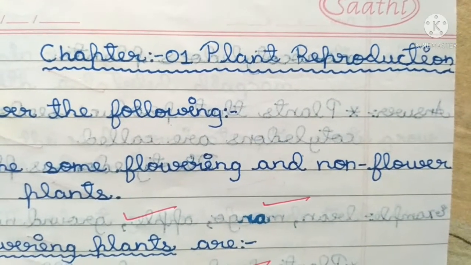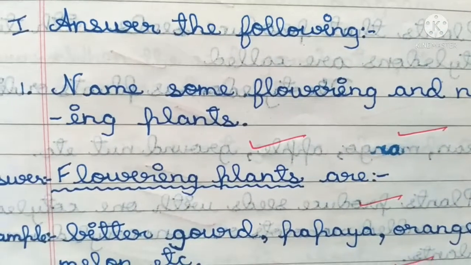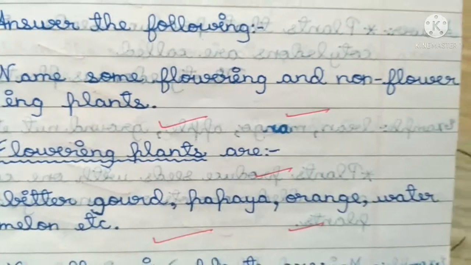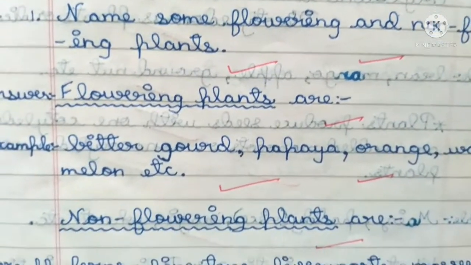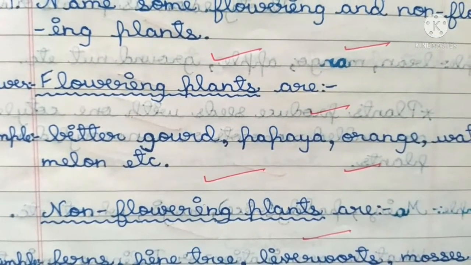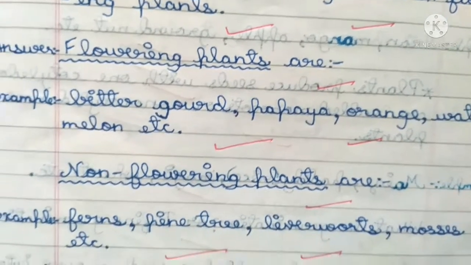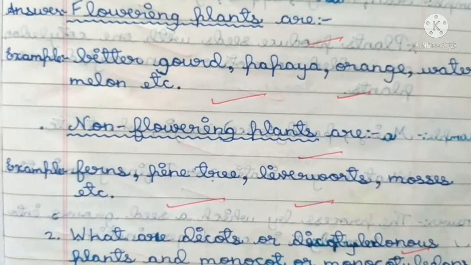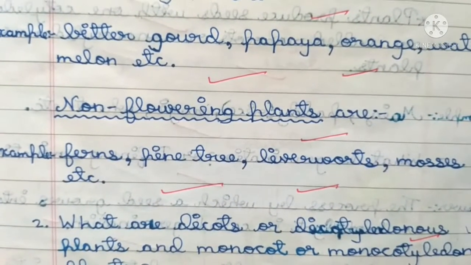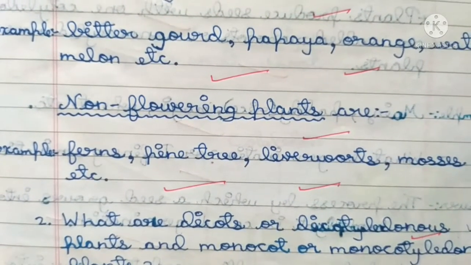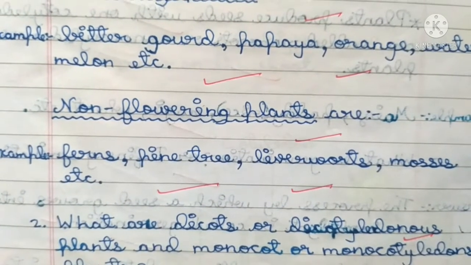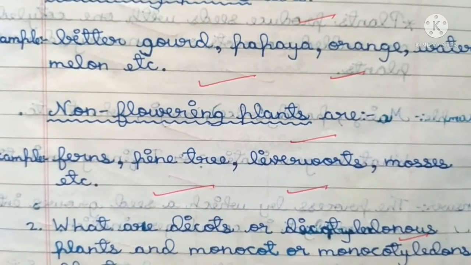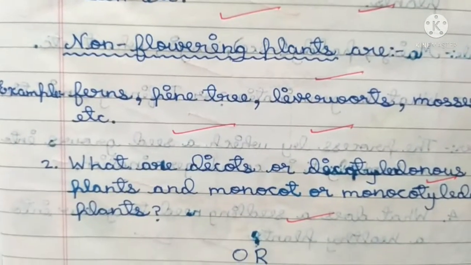Chapter 1. Plant reproduction. Answer the following. Name some flowering and non-flowering plants. Answer. Flowering plants are, for example, bitter gourd, papaya, orange, watermelon, etc. Non-flowering plants are ferns, pine tree, liverworts, mosses, etc.